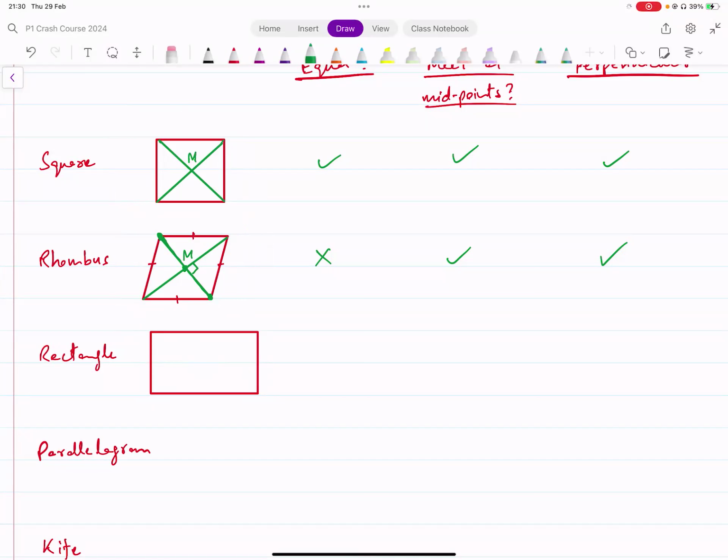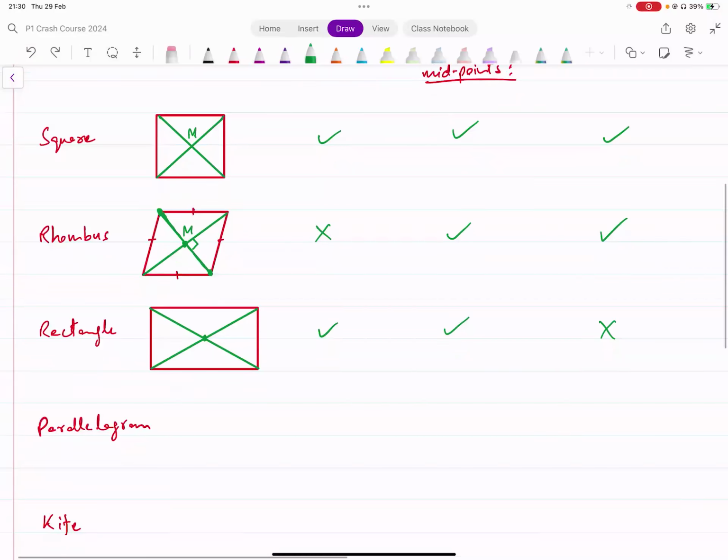Now, what about the diagonals of a rectangle? The diagonals of a rectangle are equal. However, you can see that they do not make a 90. One of these angles is going to be bigger, and the other is going to be smaller. So they do not make 90 degrees. They're not perpendicular. However, they do meet at the midpoints. So this point is the midpoint of both the diagonals.